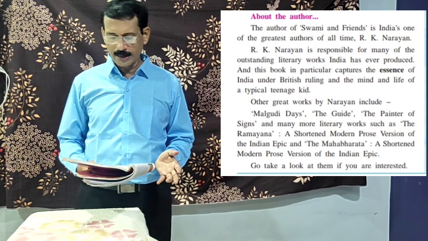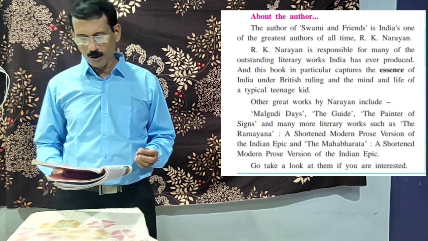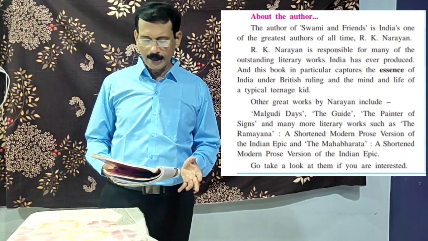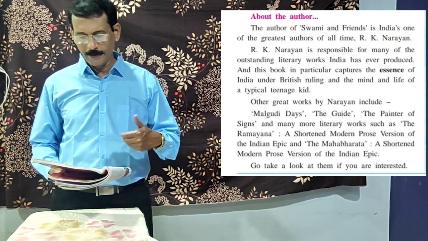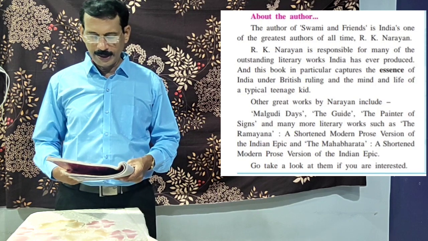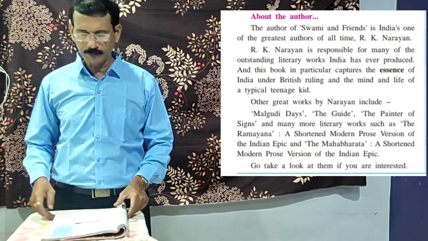literary works such as the Ramayana, a shortened modern prose version of the Indian epic, and the Mahabharata, a shortened modern prose version of the Indian epic. Go take a look at them if you are interested. Here, in the last paragraph, in the end, the information about the author has been given.